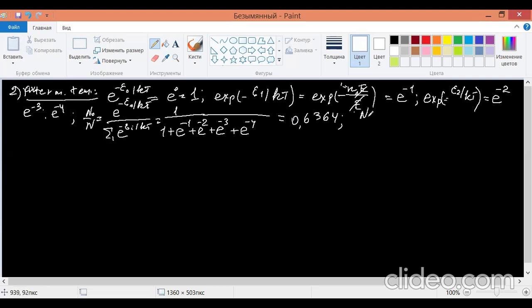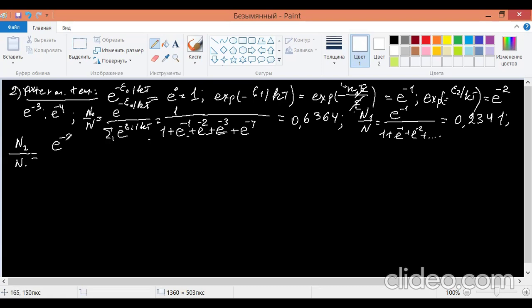Now the first level population is equal to n sub 1 over n, and is equal to e raised to the minus first over 1 plus e raised to minus 1 plus e raised to minus 2, and so on, the same, okay? And your calculator should show you that the answer is equal to 0.2341. You see, these numbers are quite impressive, I guess. Now, for the next energetic level, its level population is equal to n sub 2 over n, and is equal to e raised to the minus second degree over this denominator. Okay, and it's equal to 0.08613.